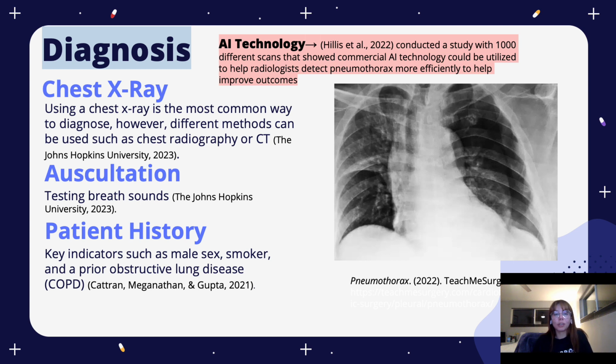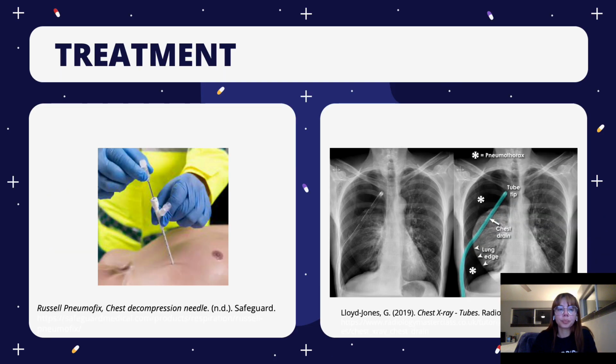And then AI technology, actually, I read a study they did that used 1,000 different scans using commercial AI tech. And they had success in the study, so it could be utilized to help radiologists detect pneumothoraxes more efficiently or to help them improve outcomes. And also different methods like CT or chest radiography can be used as well.